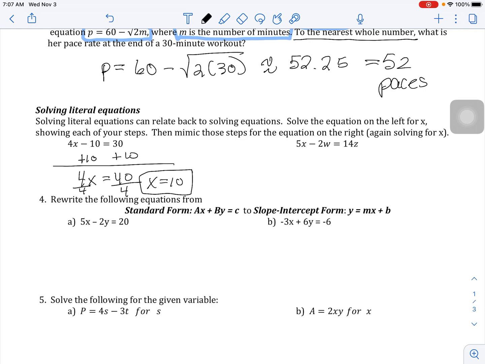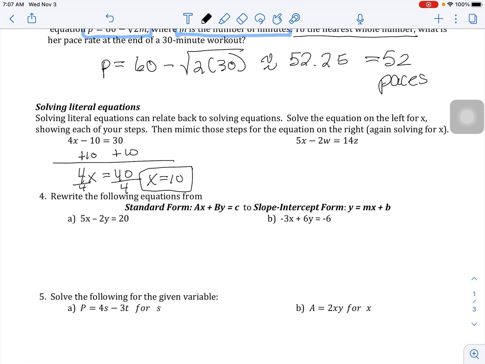In the second equation, we are solving for x again, but if we look, we see other variables in the equation. You're going to follow the same steps. You want to get x by itself. So I'm going to add 2w to both sides. But when I add 2w to the right side, I can't combine it with 14z, non-like terms. So 5x equals 14z plus 2w.